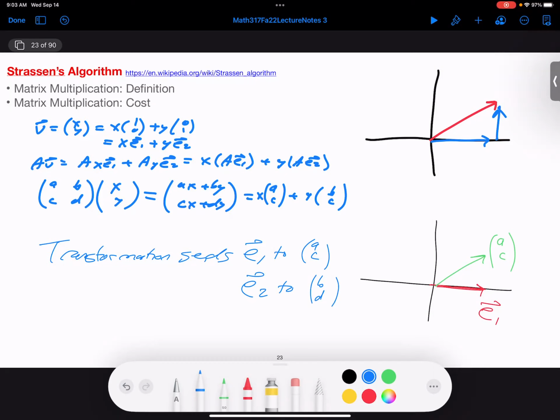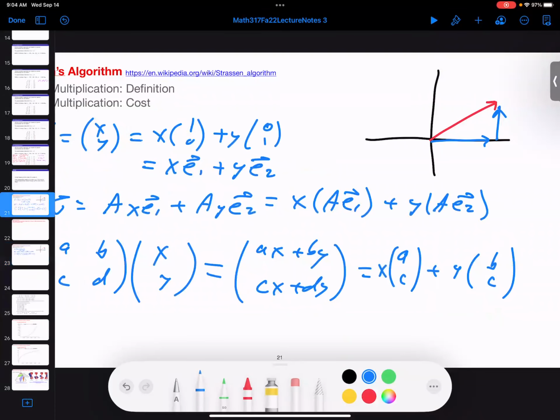And this is now how we get the matrix definition. If we define the matrix multiplication of (A, B; C, D) on (X, Y) as (AX plus BY, CX plus DY), that's the same as taking the vector (A, C) multiplied by X and the vector (B, D) multiplied by Y. That should be a B, D. I can draw this like a hard D like that. Apologies for the typo. When you see typos, of course, please feel free to speak up.